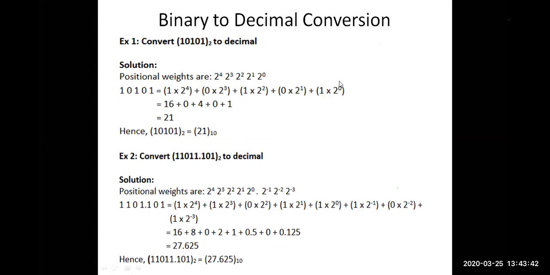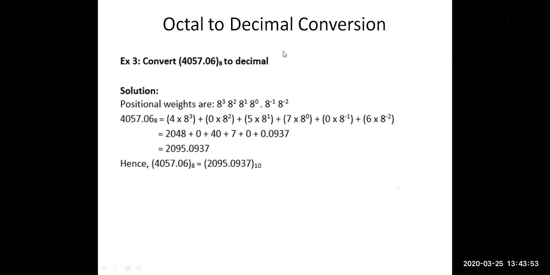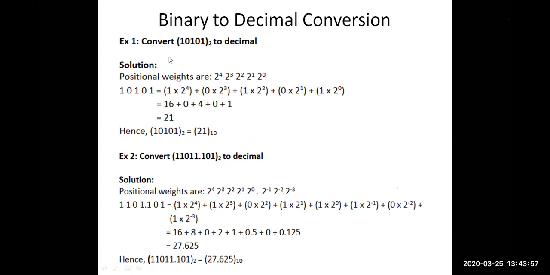So let us see the important thing here. It's conversion of binary numbers to decimal. The first example is here. The example is to convert 10101 in the binary format. So 10101 is in the binary format and it is to be converted into decimal.